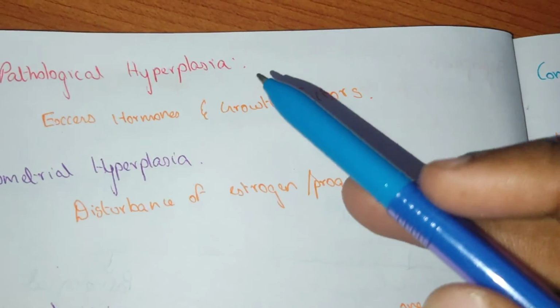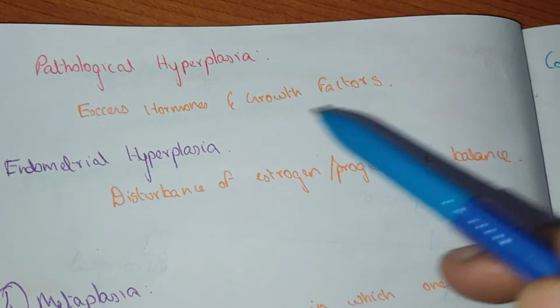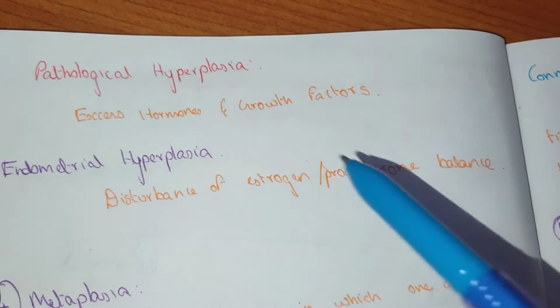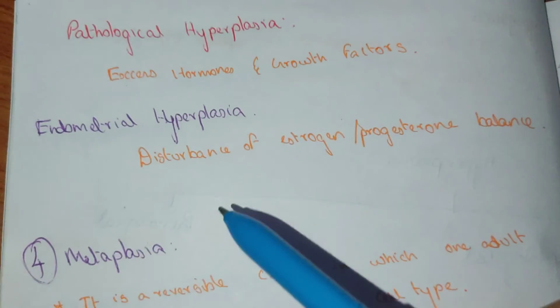hyperplasia. In pathological hyperplasia, excess hormones and growth factors are produced. Endometrial hyperplasia: disturbances in the estrogen and progesterone balance cause endometrial hyperplasia.